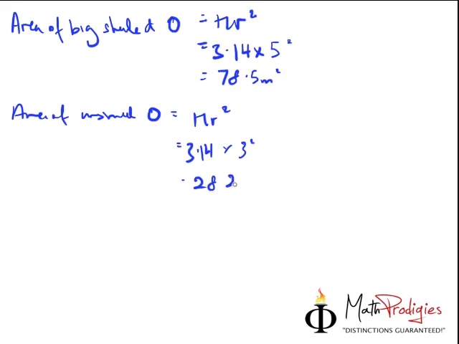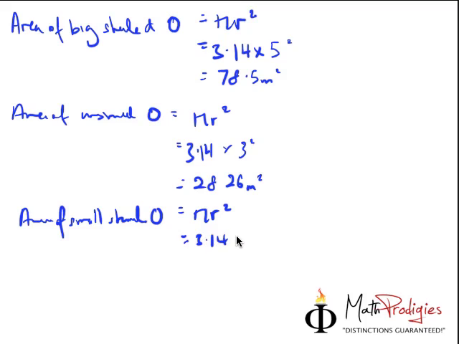It's actually 9. 3.14 times 9 is going to give you the answer of 28.26 meters squared. And then we have to find the area of the small shaded circle. In this case, very easy because we know that this radius is actually 1, which equals 3.14 times 1 squared, which is still 1. Therefore, the answer is 3.14 meters squared.